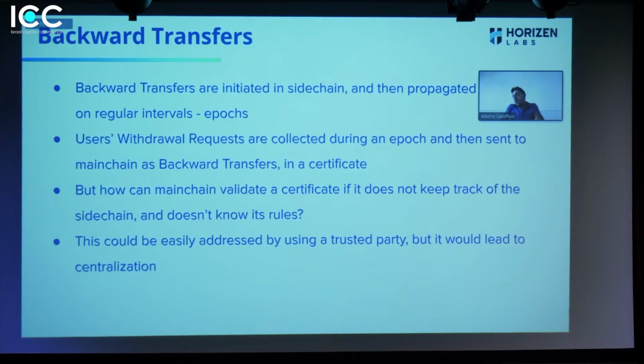But how can the main chain really validate a certificate if it doesn't know the details of the sidechain? How can any main chain node understand if the certificate is legitimate, if it really reflects what happened on that specific sidechain, because it doesn't know the sidechain rules? Obviously, you can solve this by using a trusted party or a set of trusted parties, for example signing the certificate. But you remember, our first goal was to keep the system decentralized, allowing the creation of decentralized applications. So this doesn't work.